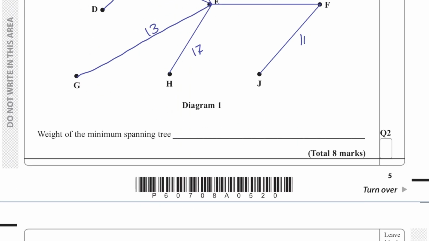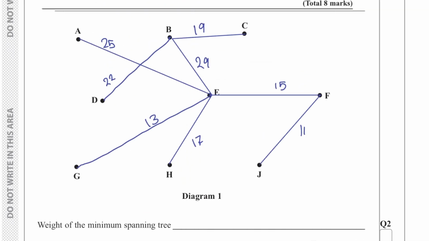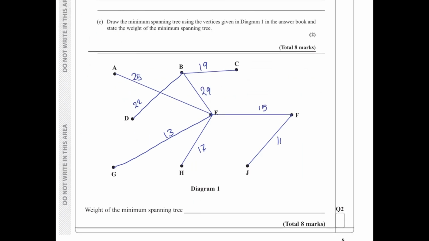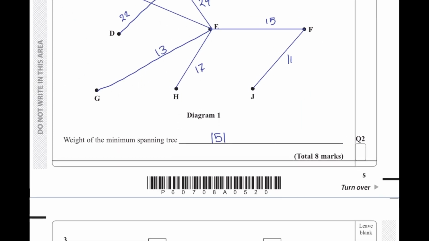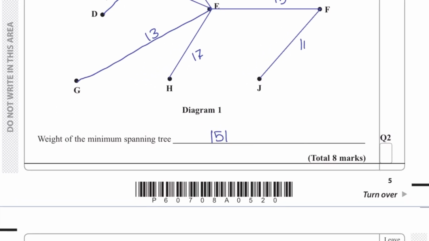So if we add everything together, let me add this on the calculator. 11 plus 15 plus 17 plus 13 plus 29 plus 19 plus 22 plus 25. We're going to get 151. So that's the weight of the MST we got, 151. And this is it for question number 2, part B.